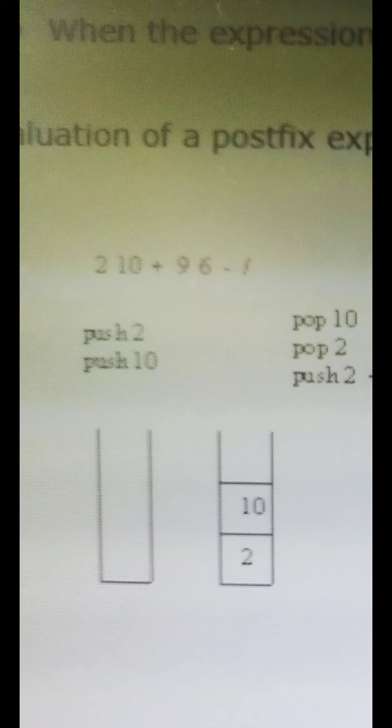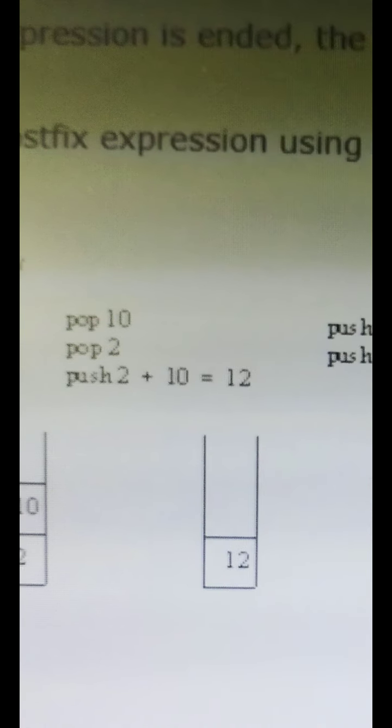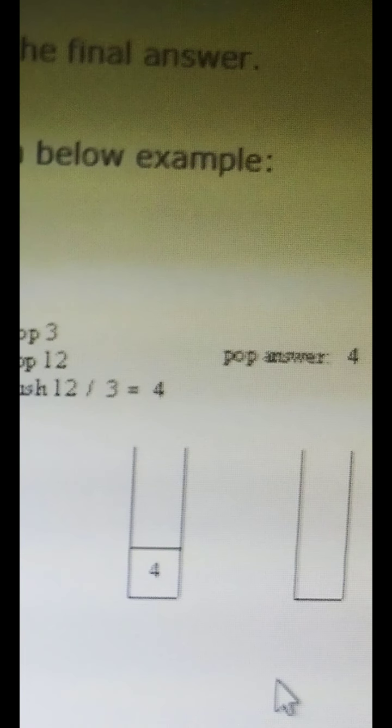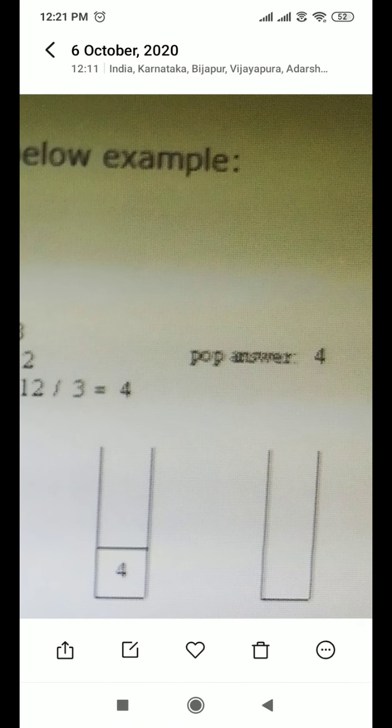Now what do I need to get? I need to get the final answer. Nothing is left in the expression, so I stop evaluating. Finally I pop the last value, that is 4. My answer is 4, and my stack is empty. This is how I evaluate postfix expressions.